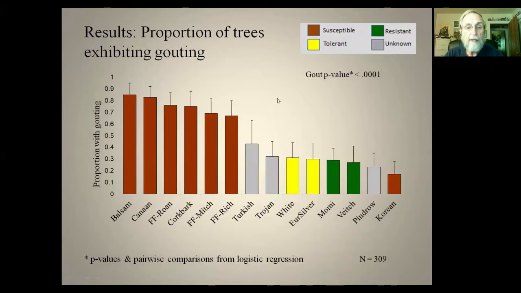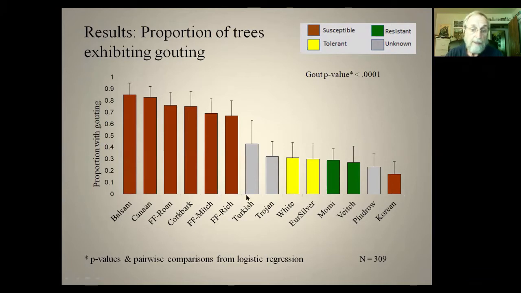And then finally, and this is maybe the most interesting thing, this is the proportion of trees exhibiting gouting. And maybe this is the measure that is going to be most significant in analyzing resistance. But all of the trees that, according to the literature, are susceptible fell to the left of the graph, except for Korean fir. That's still over here on the right. And then the resistant trees, vetch and momi, look good, and the silver and white fir still look good as well.